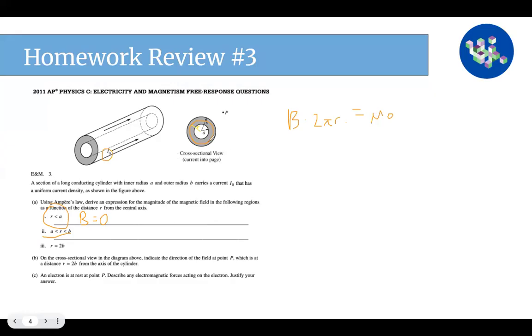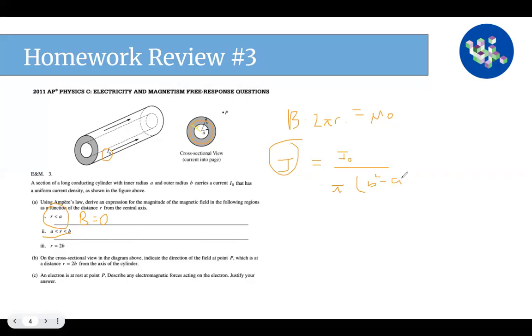Well, in this cross-section area, I can define some current density. Let's call it J. That will equal the total current I divided by the total surface area, the shaded region, right? So J is just the density of the current. So what's the shaded area? Well, it's just pi times b squared minus a squared.